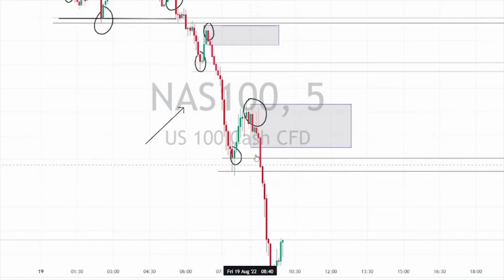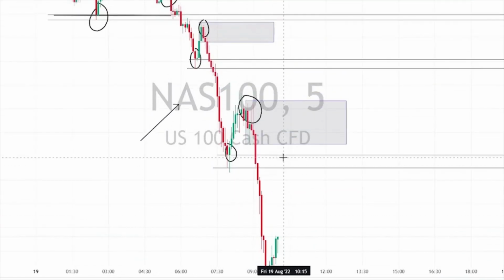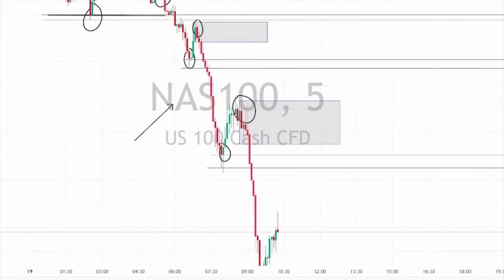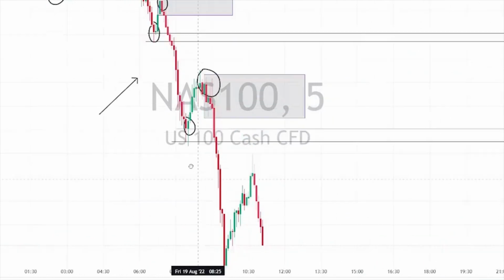Okay, so this is a resistance before my supply. We mark the resistance by the wicks. You understand? So I'm waiting for price to come back here and either reject from here or reject from here. Since that is a supply, that is an aggressive move.